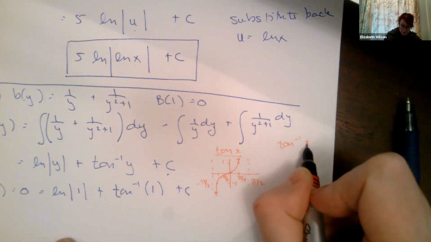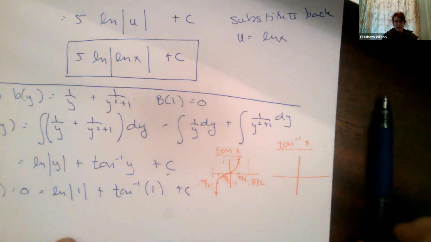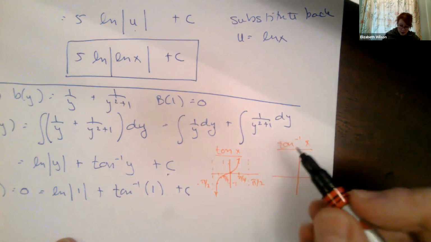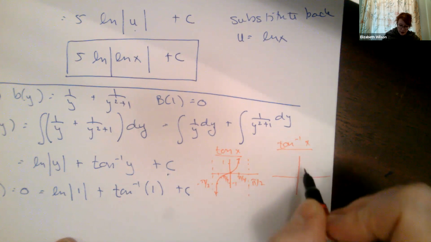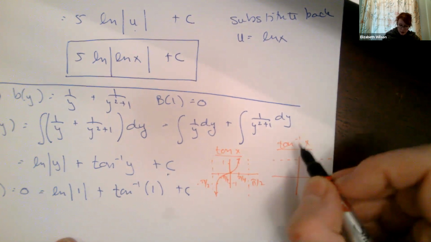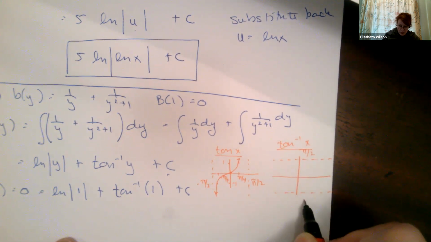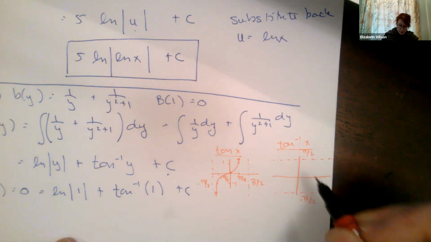Inverse tangent. This is just for you. You don't have to draw this out on a piece of paper. You don't have to do this as part of your homework, but it helps visualize things. So when I take the inverse tangent, my vertical asymptotes become horizontal asymptotes. So I've got a horizontal asymptote at pi over 2, and another horizontal asymptote at minus pi over 2, right?